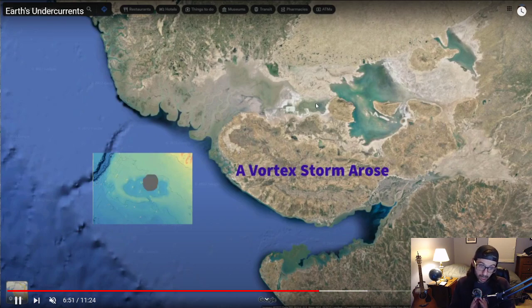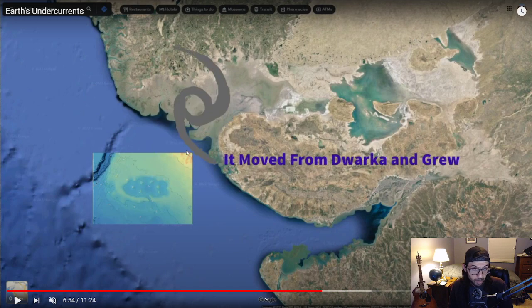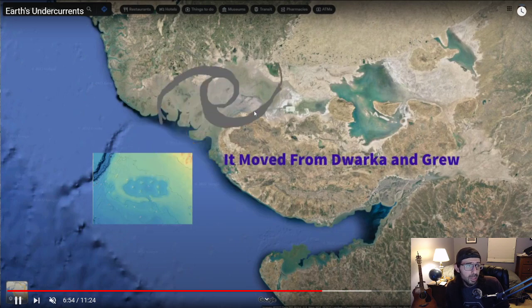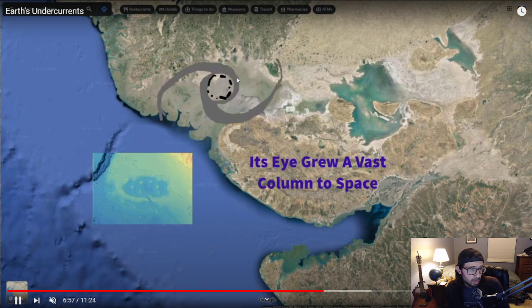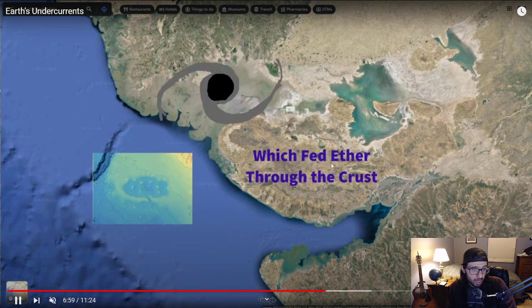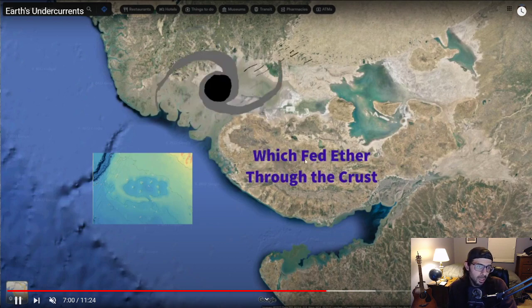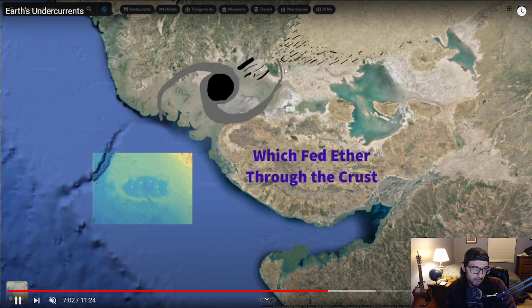Okay. A vortex storm arose, blanketing the area with billowing dust. It moved from Dwarka and grew. So it moved over here and just kind of messed this area up. It's like, yeah, enjoy being swampy now. Not sure if it did it immediately or if it's more because it's just the outlet of this overall region. So I drew it definitely sitting here because this structure is directionally much more related to this position than this position, but it sat here too, which fed ether through the crust.